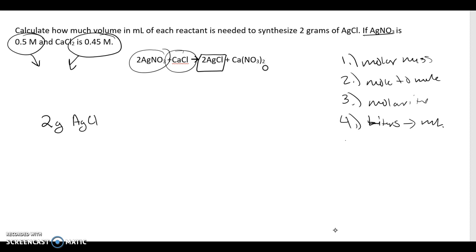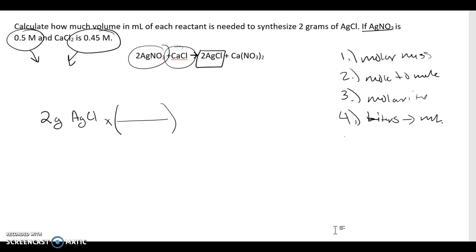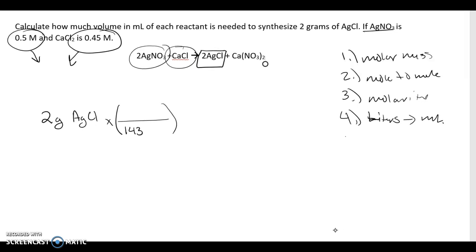Now, the first conversion that we do is our molar mass. Well, we need to find the molar mass of AgCl. And how do we do that? Well, you're going to use your periodic table. Now, the molar mass of AgCl happens to be 143.32 grams of AgCl per 1 mole of AgCl. Now, the next step. So we're at step 1. Step 2, mole to mole.